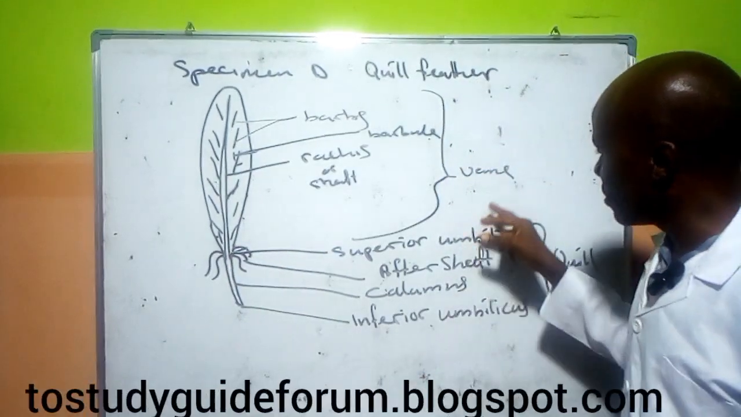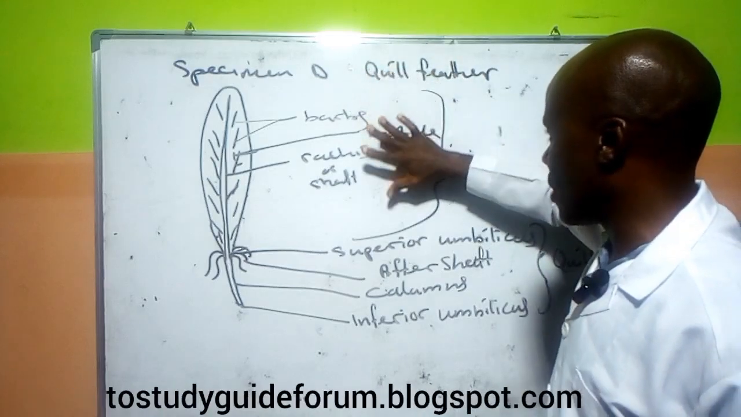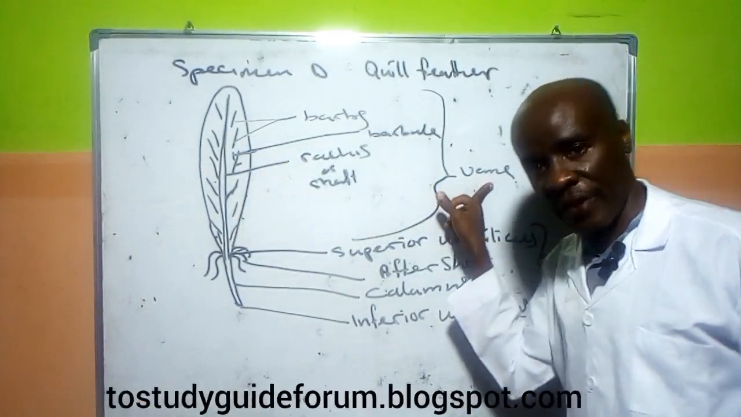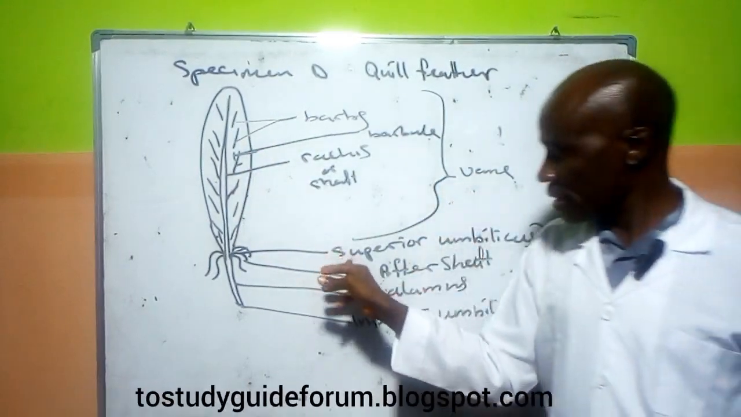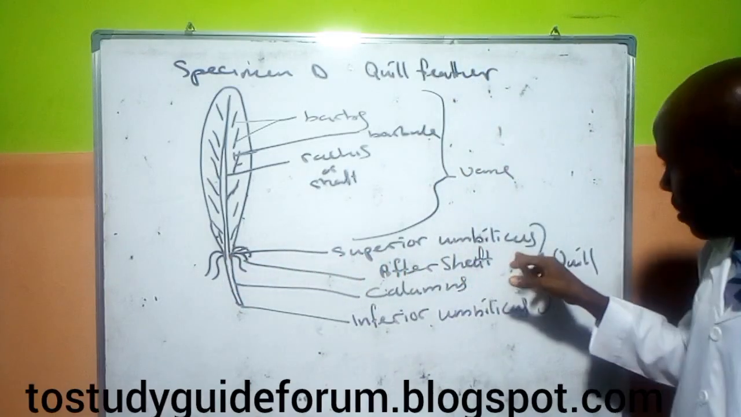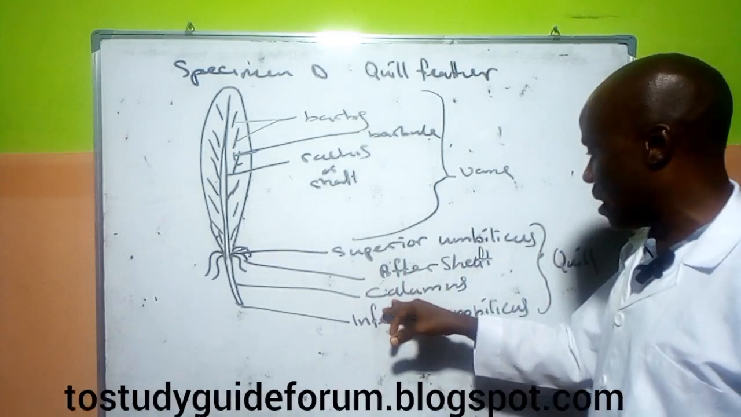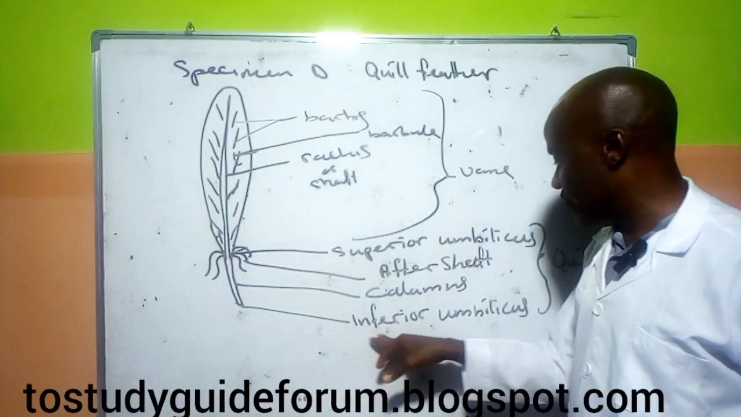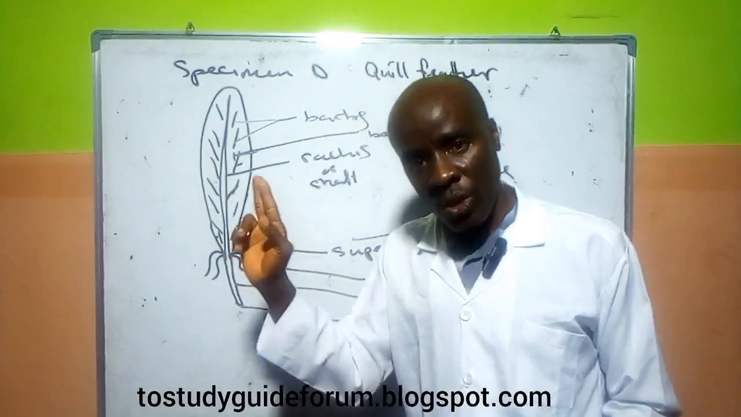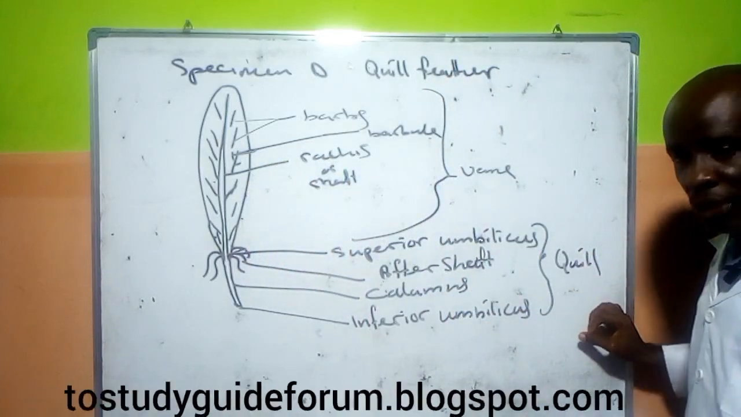So this one down here, all of them, the barbs and the rachis, all those areas joined together will give us what we call the vein. Down there, immediately after the vein, we have the superior umbilicus, and then we have the aftershaft. We have the calamus and the inferior umbilicus. Here is hollow, that means there's a kind of hole inside it. All of them give us what we call the quill.